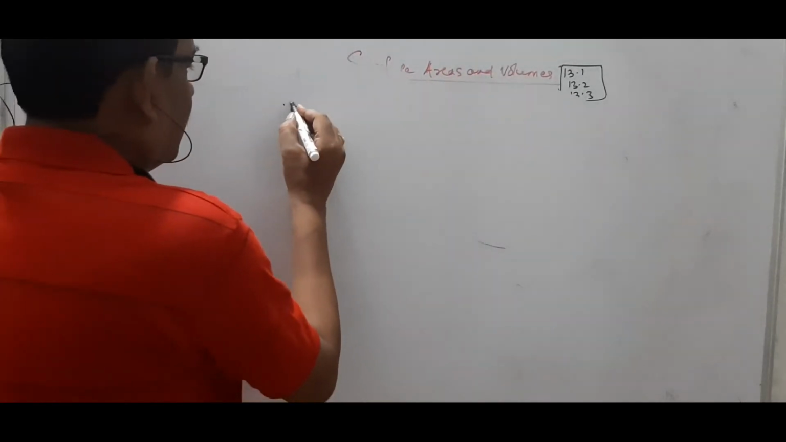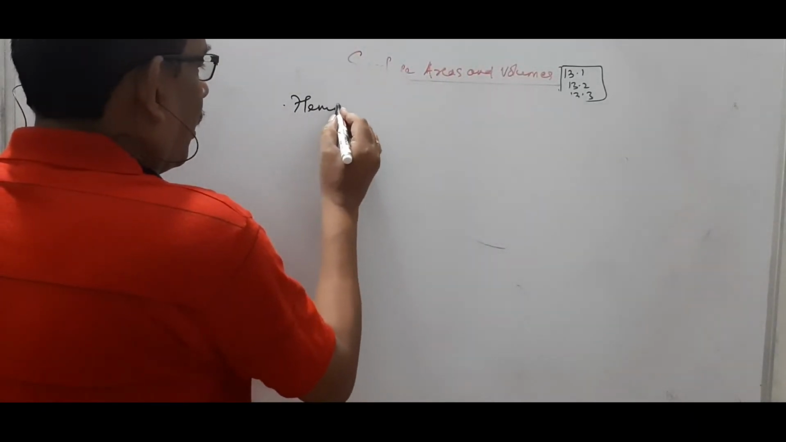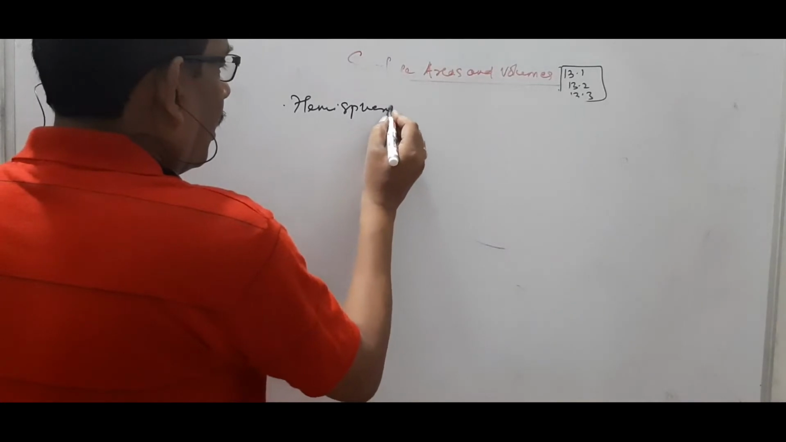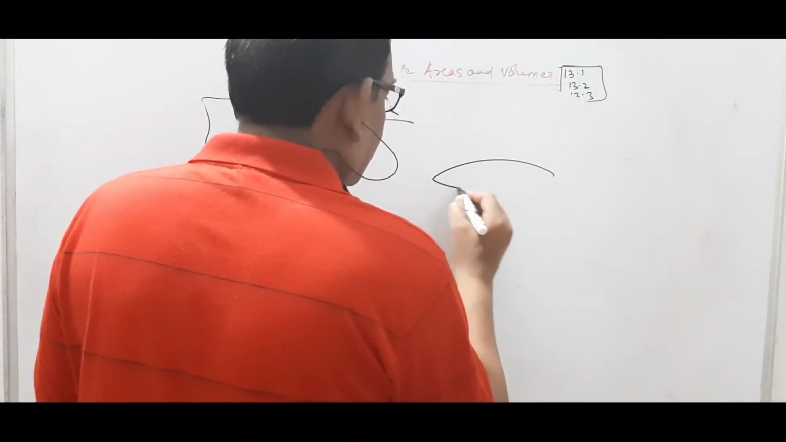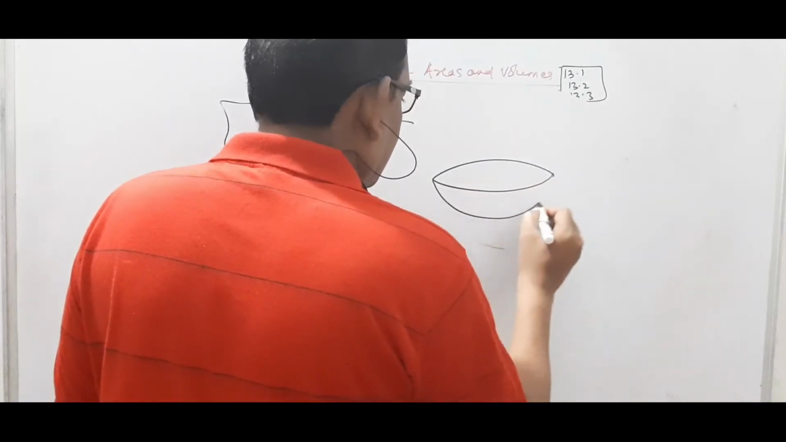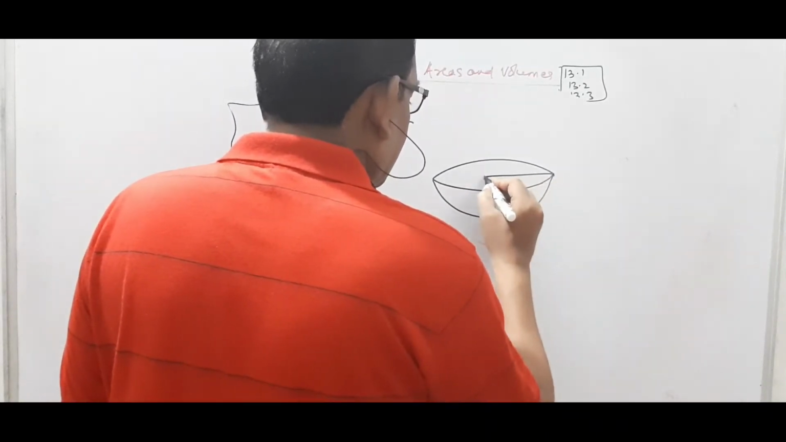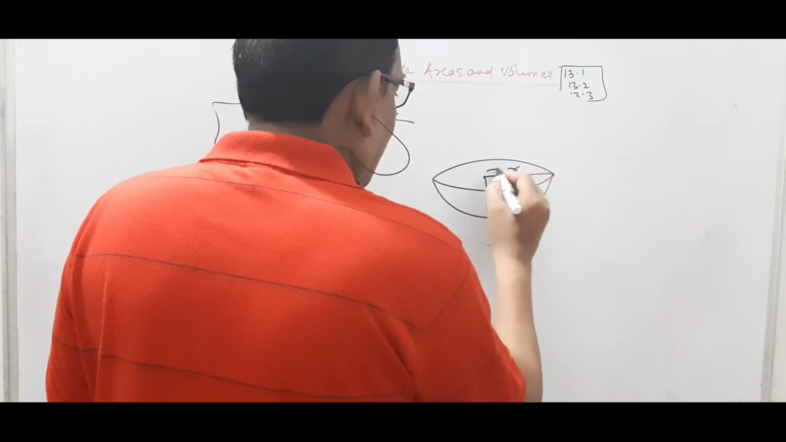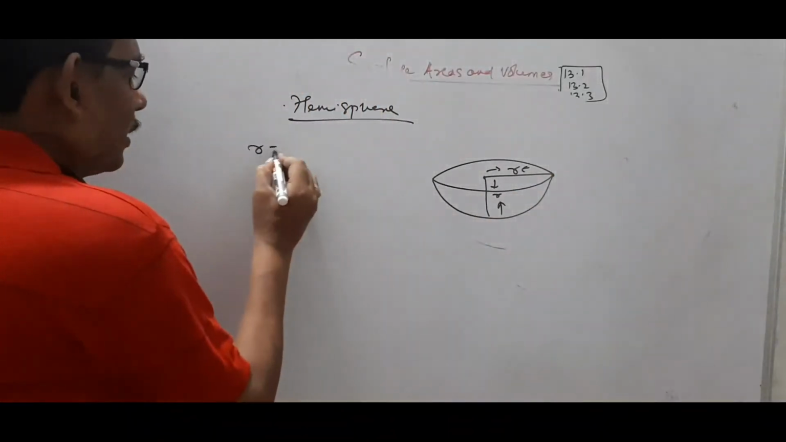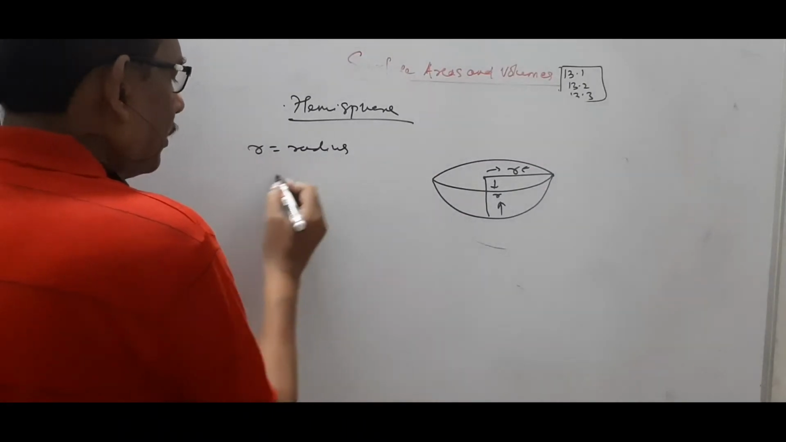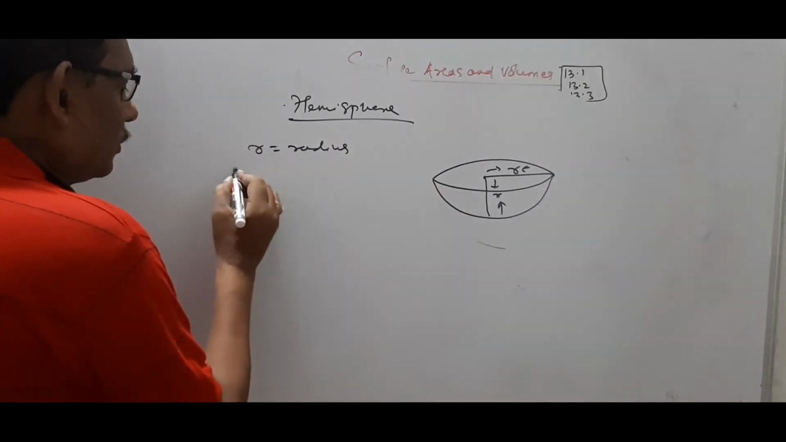Now, hemisphere. Half of the sphere is called a hemisphere. Its radius is also r.